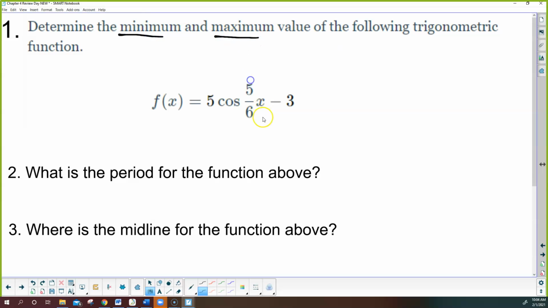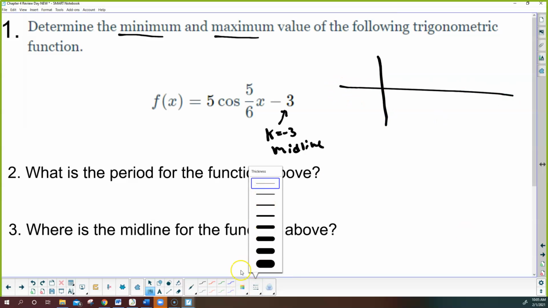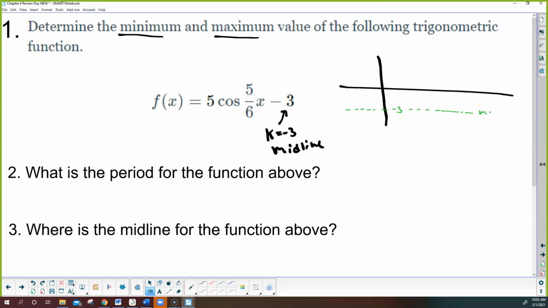Find the minimum and find the maximum. Well, the key is what do we know about the k value, right? In this case, k is -3, and that's my midline. Now, I'll show you this graphically just really quick. Here's my midline at -3. Right? And then we know that the absolute value of the A is 5. Well, that's my amplitude. Right? My amplitude tells me to go up 5 from the midline and down 5.